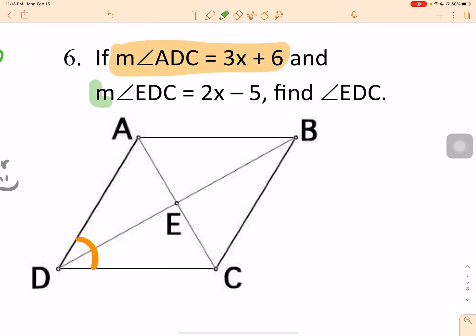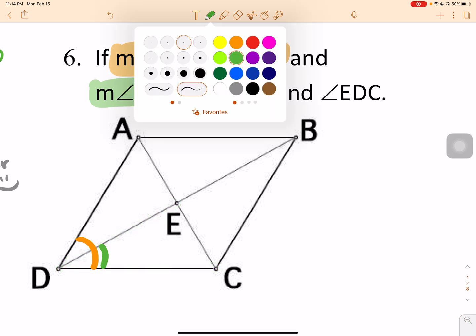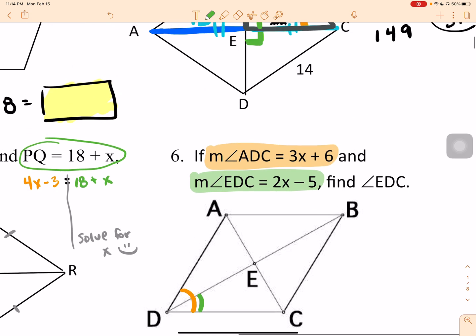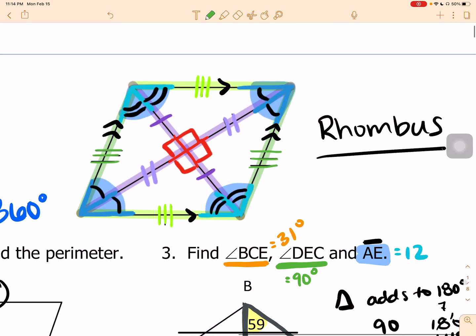Okay, and then the measure of angle EDC, so I have EDC. Okay, so it's just half of that angle here. So EDC is just half of it there. Find the measure of angle EDC. Okay, so we know if we go back up to our little rhombus here, we know that the diagonals cut these angles directly in half.